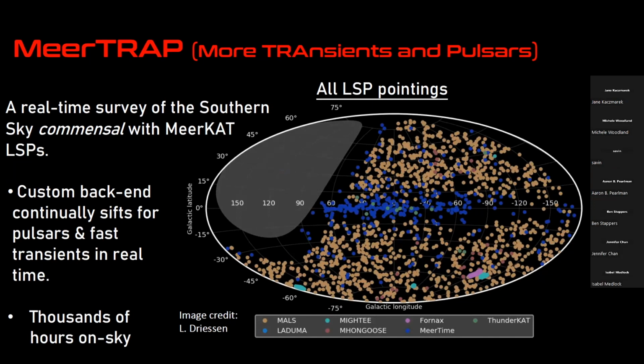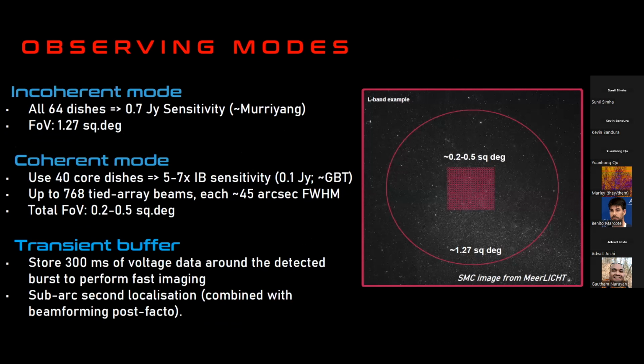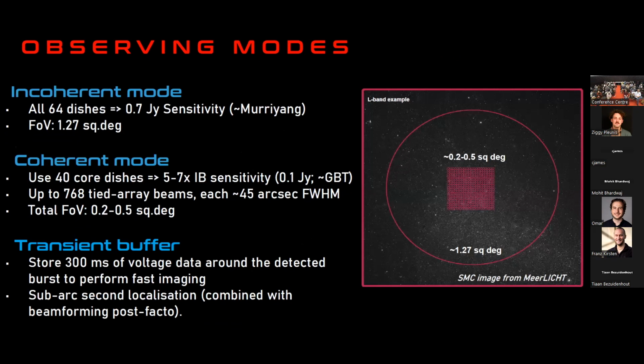You should know also that we operate in 2 different observing modes at the same time. In the first place, we use all 64 dishes to form one big incoherent beam of 1.27 square degrees, which has a sensitivity comparable to the MeerKAT telescope. And then we also use only the 40 core dishes to create up to 768 beams, each of which is seconds, and which has a sensitivity comparable to the Greenbank telescope. And we tile those throughout.